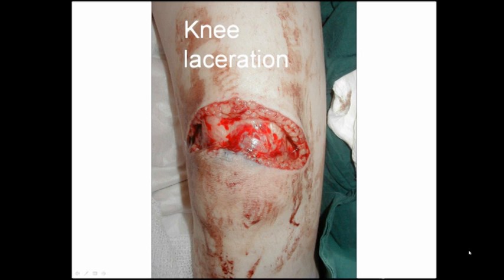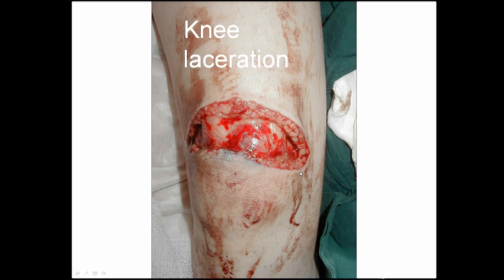Now, the converse of an incised wound is a laceration. And here we see a laceration on the knee. Now, in an incised wound, we have the wound because it's cut. There's a cutting with a sharp object. But with a laceration, there's been blunt trauma, and this wound has not been cut open, it's burst open as a result of the blunt trauma. So whereas with an incised wound, we have to think about, has it cut through vessels, has it cut through nerves, has it cut through tendons?